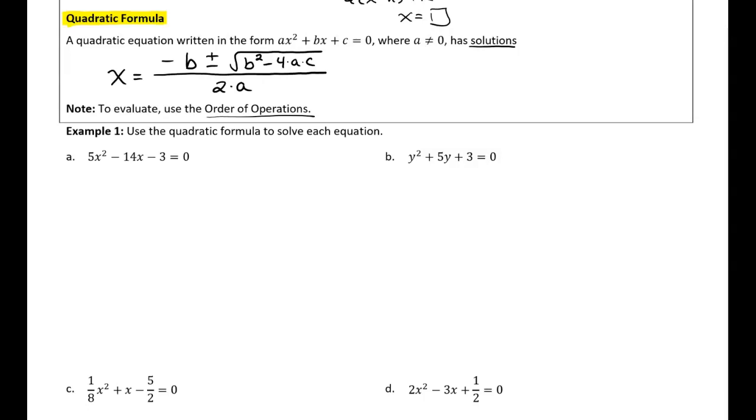NCBM 0324, Section 1.7, Solving Quadratic Equations with the Quadratic Formula, Part 2.